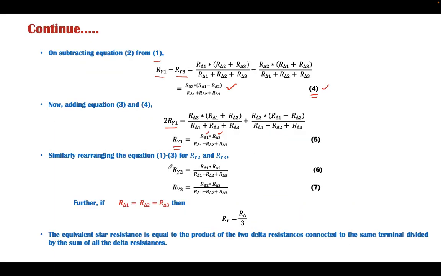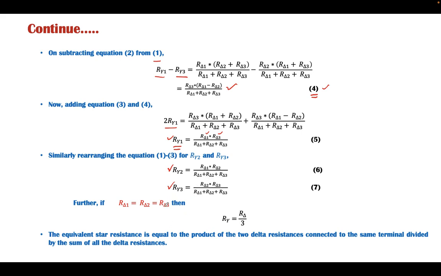So we can calculate R star 2 as the product of R delta 1 and R delta 2 divided by the sum of resistances. R star 3 will be equal to the product of R delta 2 and R delta 3 divided by the sum of resistances. Here it can be generalized from this evaluation: the equivalent star resistance is equal to the product of two delta resistances connected to the same terminal divided by the sum of the delta resistances.